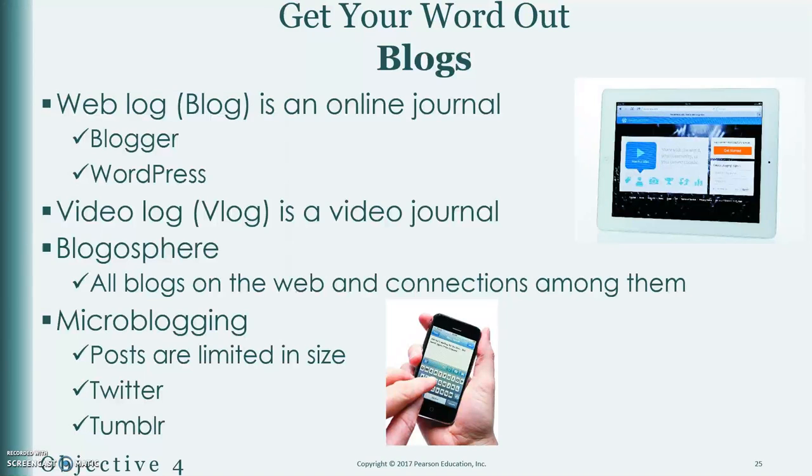Microblogging sites limit the number of characters that can be used in a post. So Twitter is an example of a microblog. The posts to Twitter, which are called tweets, can't exceed 140 characters. They can be public or private, and they can be sent and received via smartphones, computers, even email.